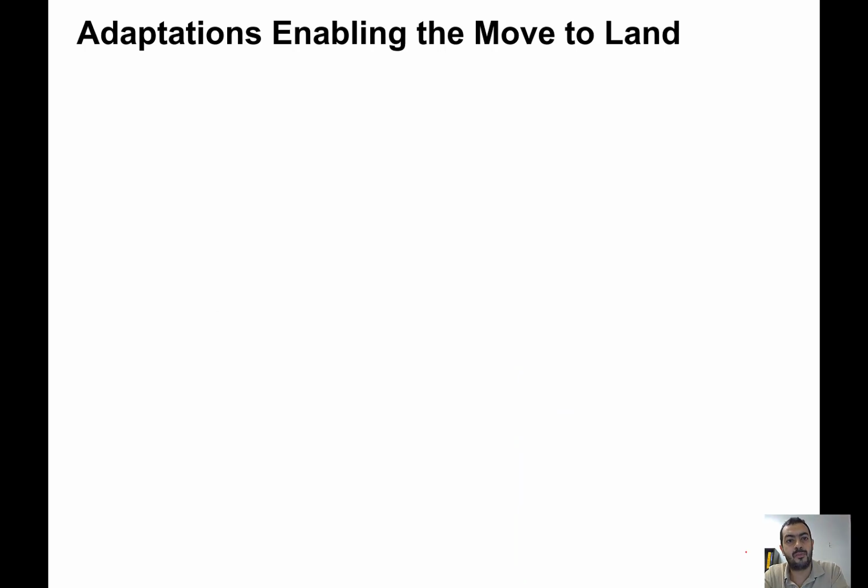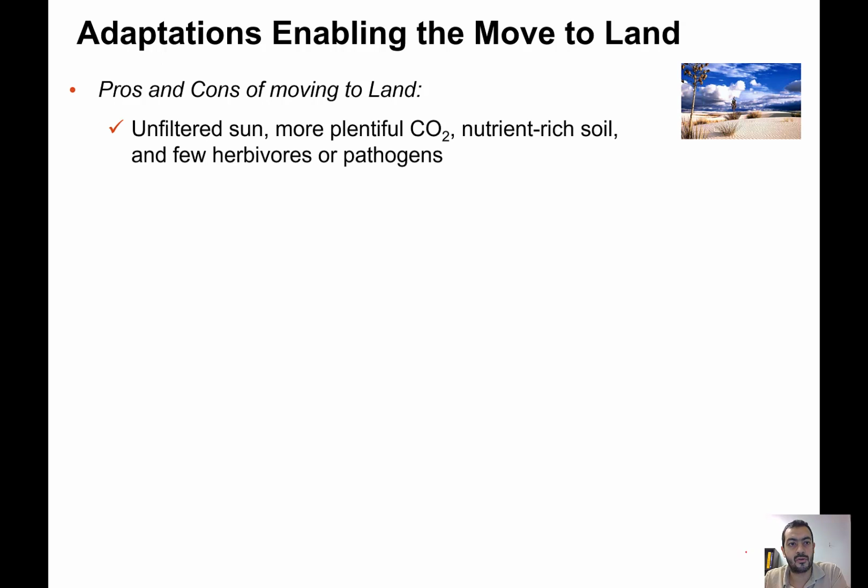Okay, so back to our question. What are the challenges that are present in the land, and how the plants evolved adaptations to be able to live in the land? So let's think of the land, living on the land, as pros and cons. So what are the advantages that the plants will get by moving to live into the land?